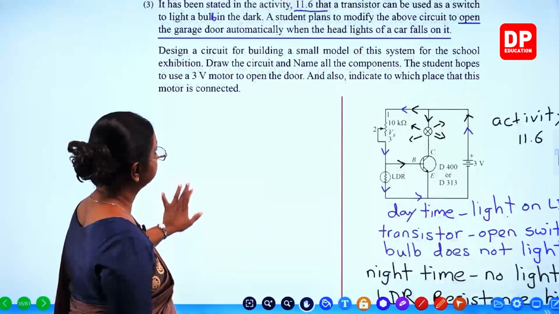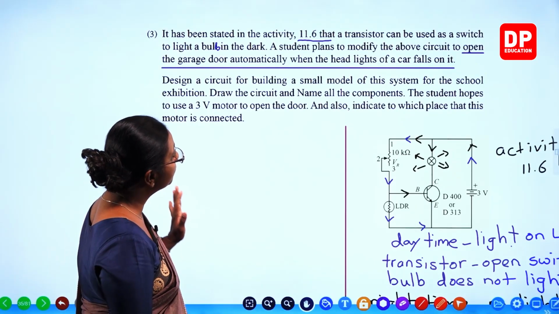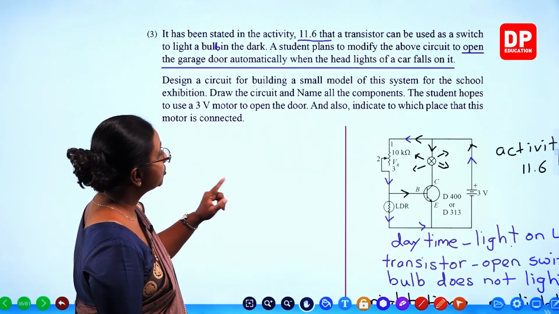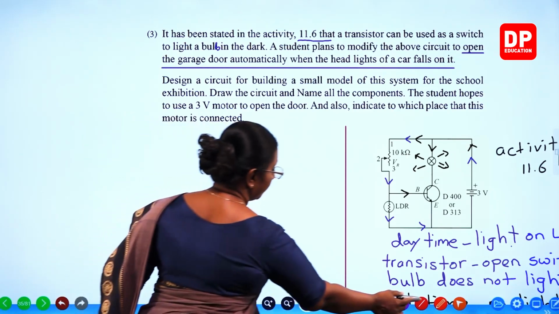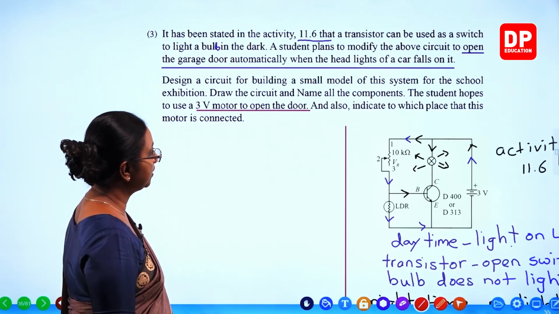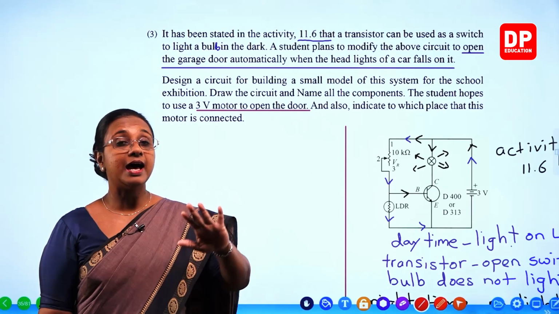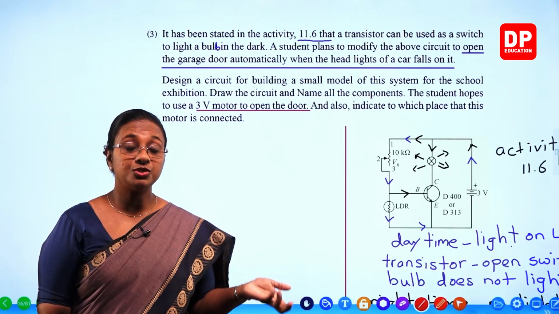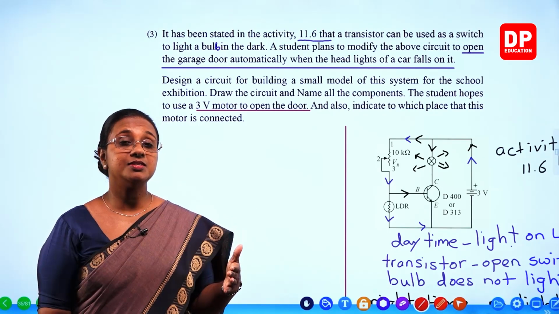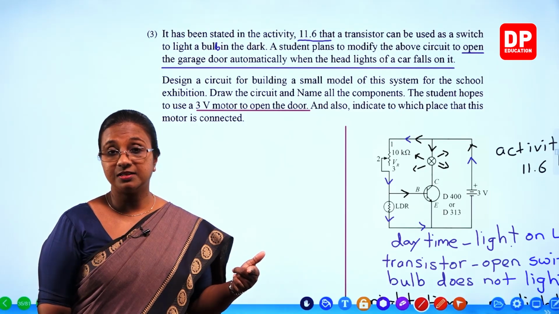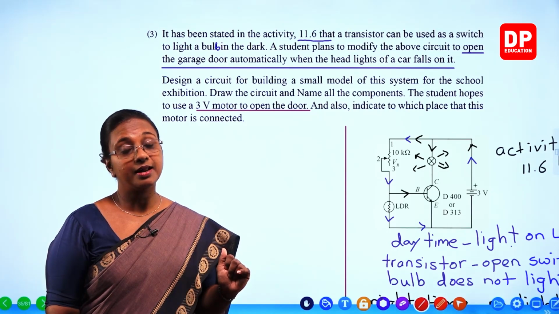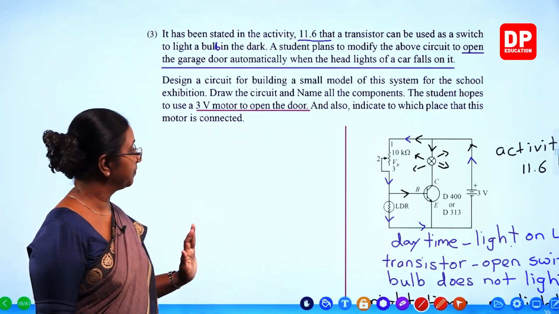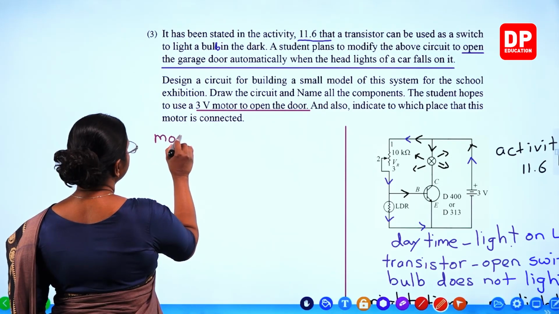Now, if we look at the question, you can see: design a circuit for building a small model of the system for the school exhibition. Draw the circuit and name all the components. The student hopes to use a 3-volt motor to open the door. And the door should open when the headlight falls on the sensor. So, when the car is near the door, the headlights fall on the sensor, which should detect it, so it has to be a light sensor, and then the transistor should become a closed switch. It functions and allows electricity to flow through it. Therefore, it will open the garage door. So, we have to modify that. How do we do that? That is what we need to explain here. So, here it is going to be the modified circuit.